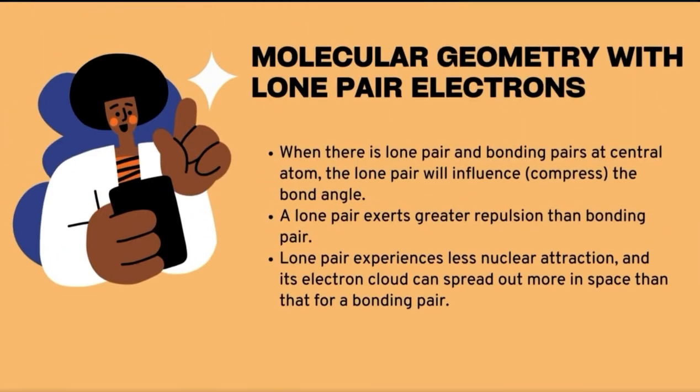However, not all central atoms consist of only bonding pairs. There are central atoms that consist of lone pairs too. When the central atom contains lone pairs and bonding pairs, the lone pairs will influence or compress the bond angle, although they do not account for the shape. A lone pair exerts greater repulsion than a bonding pair because a lone pair experiences less nuclear attraction, and its electron cloud is spread out more in space than that of a bonding pair.